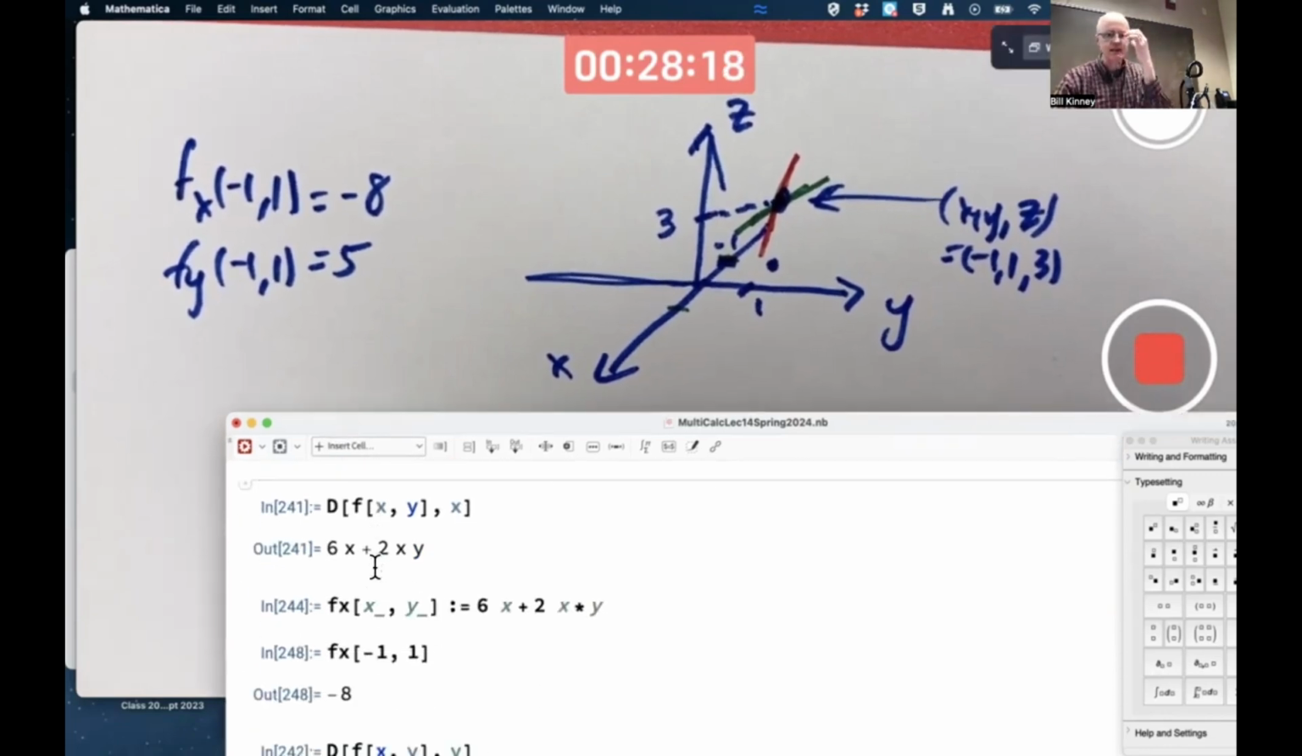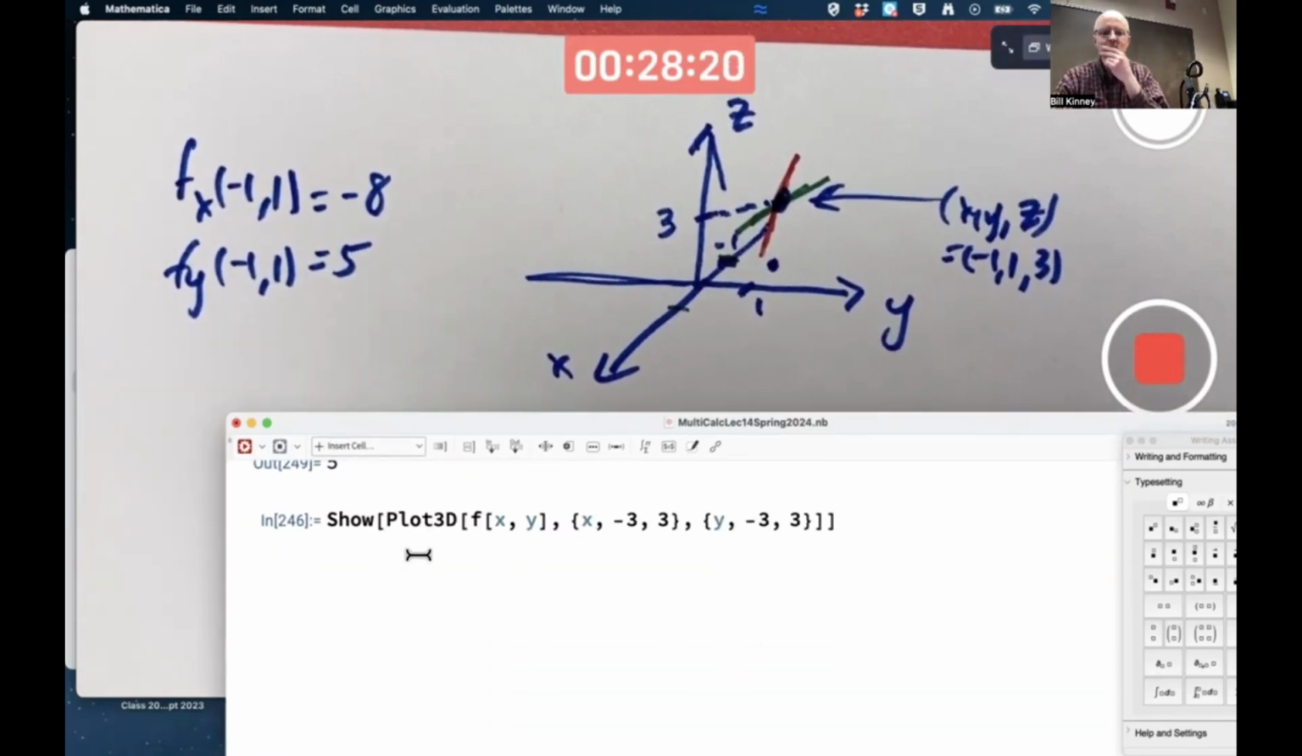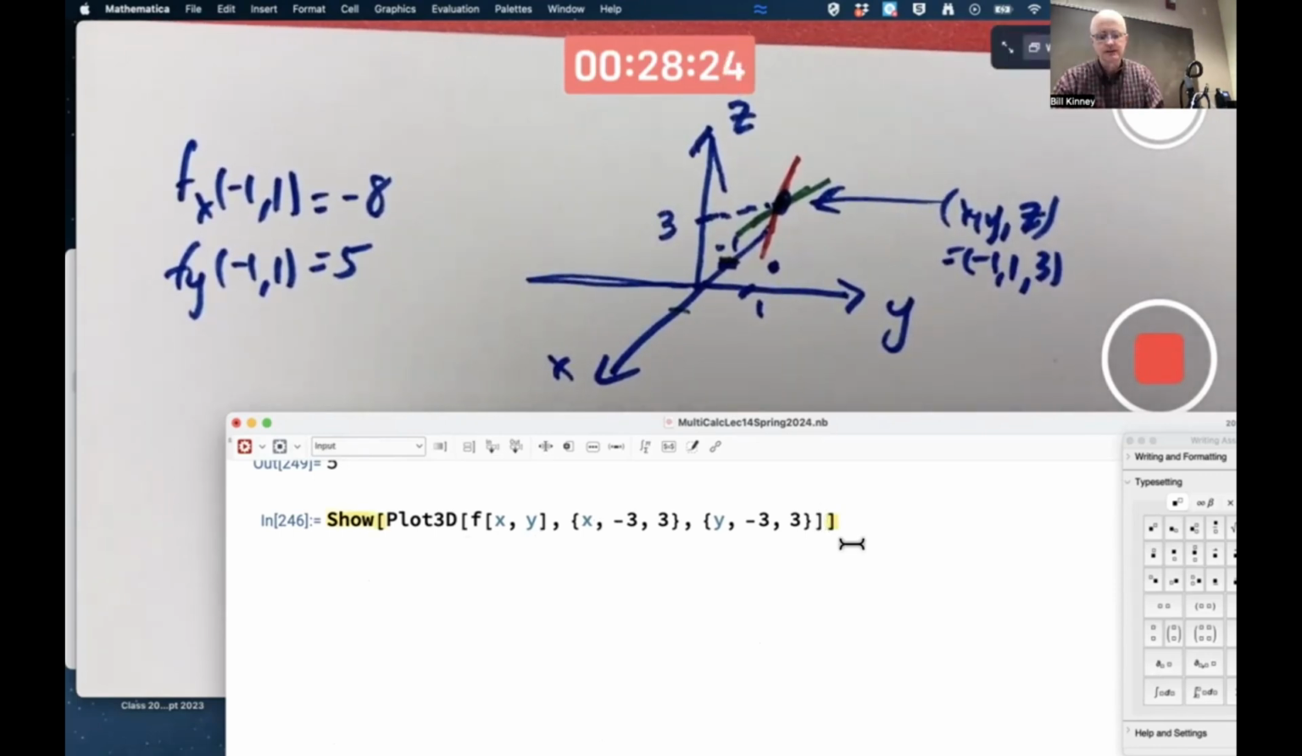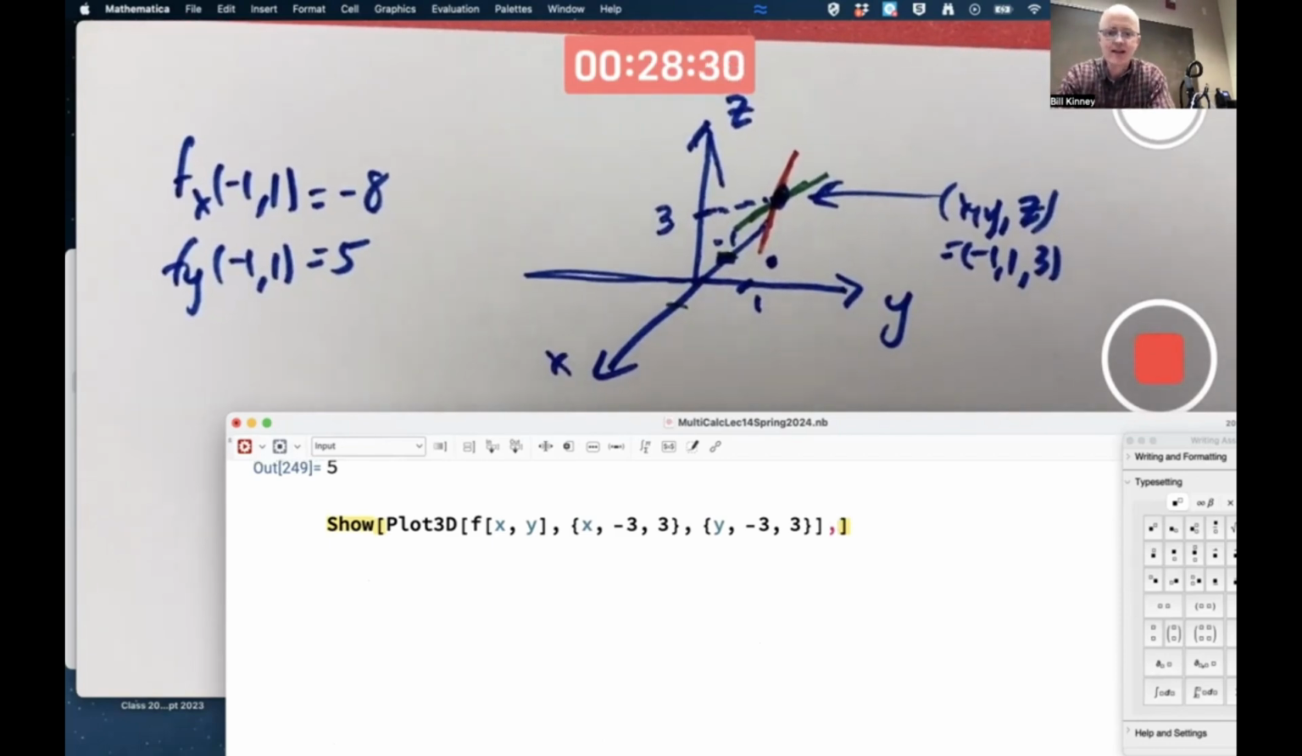Even with technology, it's a bit hard. Could I somehow see those lines in this picture? Yeah, it's a bit tricky though. Technically, I'd actually want to use ParametricPlot3D to help me. How?